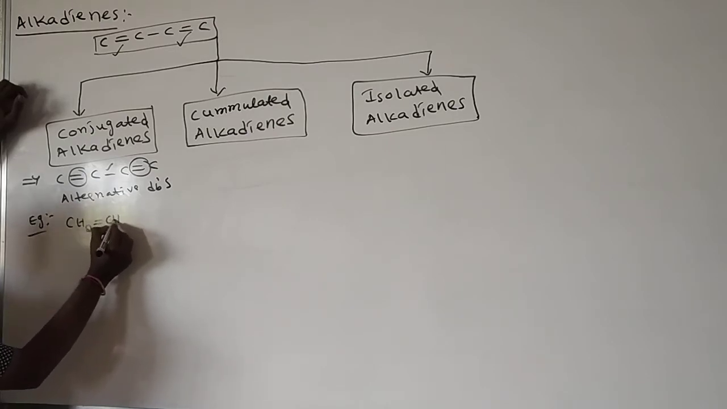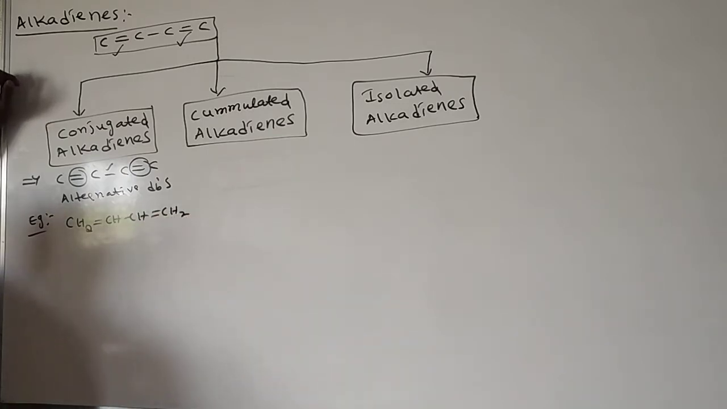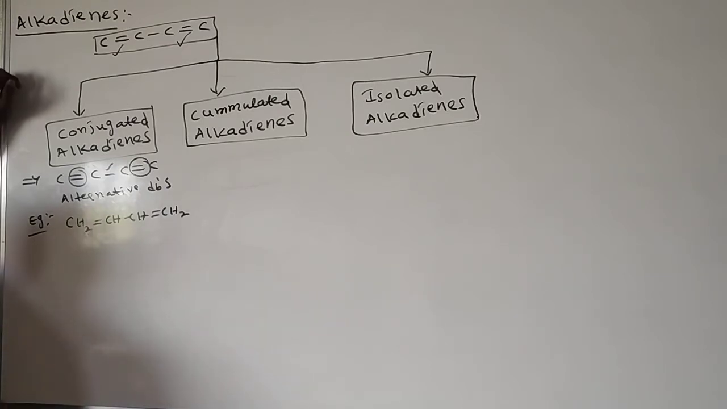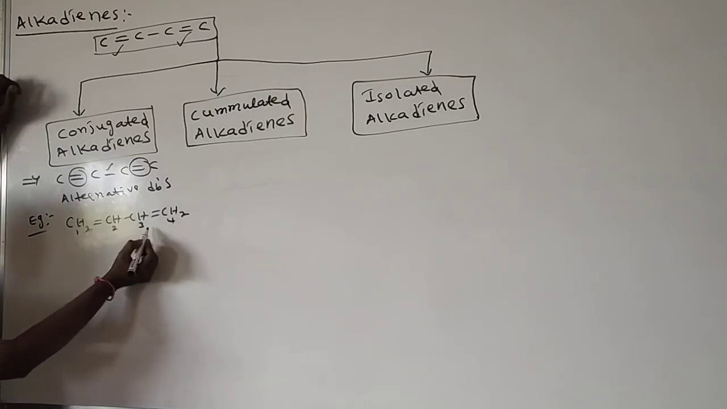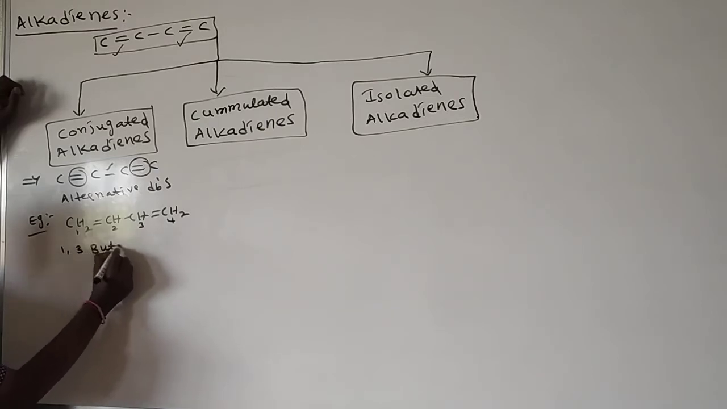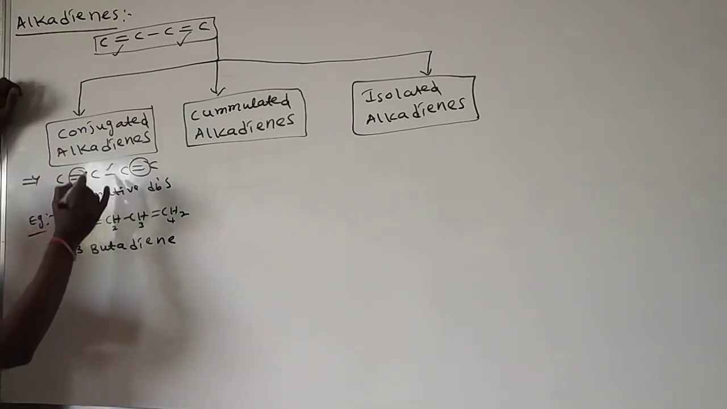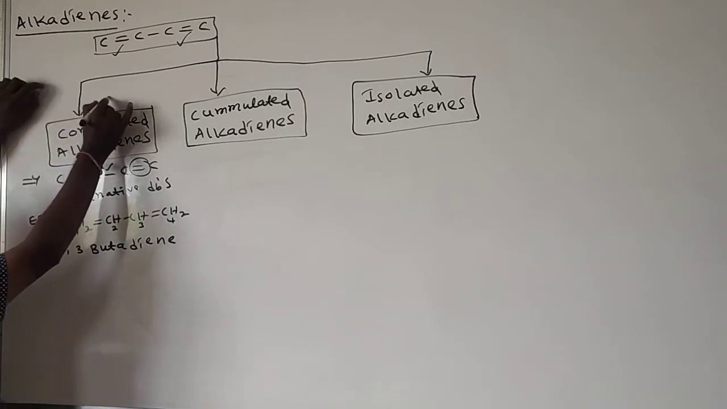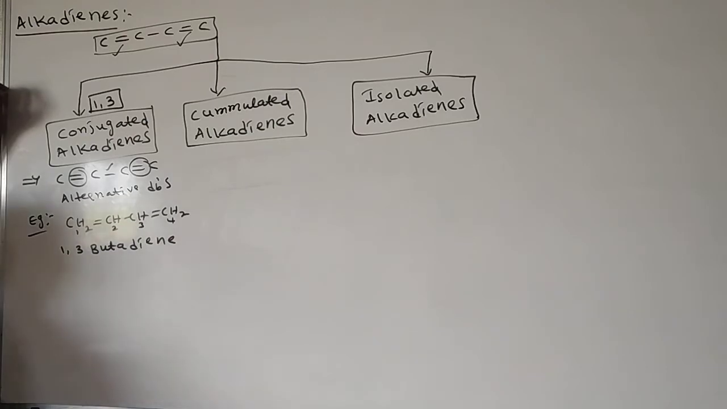CH2 double bond CH double bond CH2. Here 1, 2, 3, 4. At the first position and third position, double bonds are present. So we call it 1,3-butadiene. These conjugated alkadienes are also called 1,3-alkadienes.